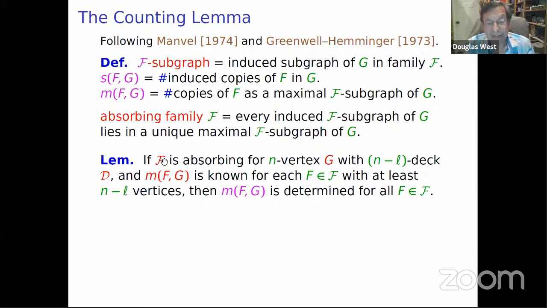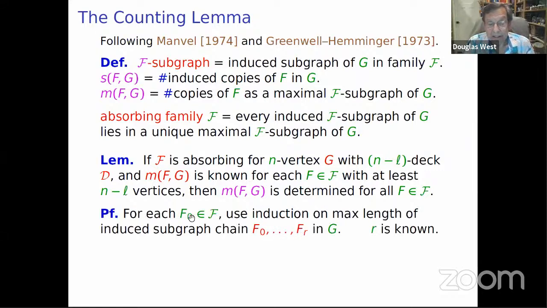The lemma that we can prove then is: if your family is absorbing for a graph G, we know its n-l deck, and we know the number of maximal F subgraphs of G for each F in the family that has at least n-l vertices, then the number of maximal copies of any graph in the family is going to be determined by the deck for all graphs in the family. This is actually pretty easy to prove by induction on the maximum length of a chain of induced subgraphs that are in the family. So meaning F0 is an induced subgraph of F1 and so forth up to Fr. Because we know the number of maximal copies of all the big ones and smaller ones, we know just by looking at the deck the value of r for each subgraph of F.